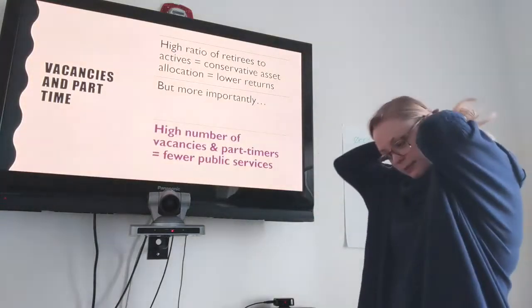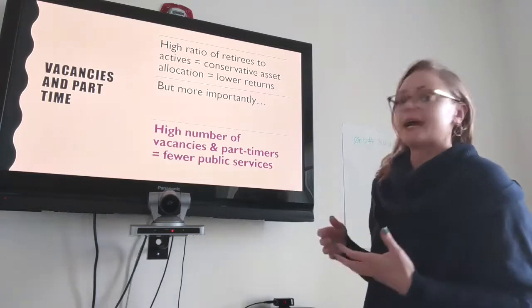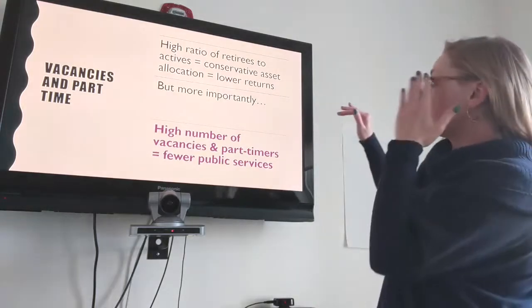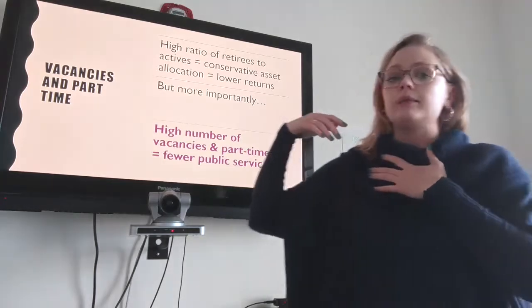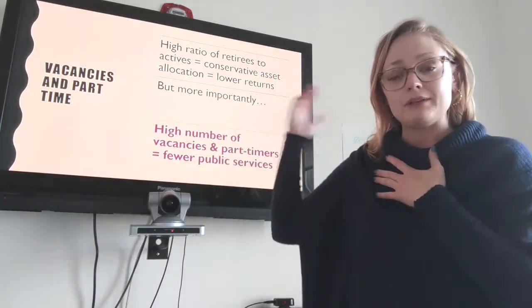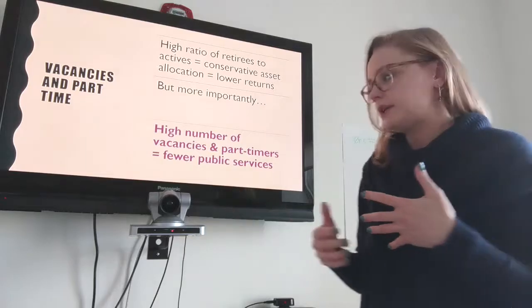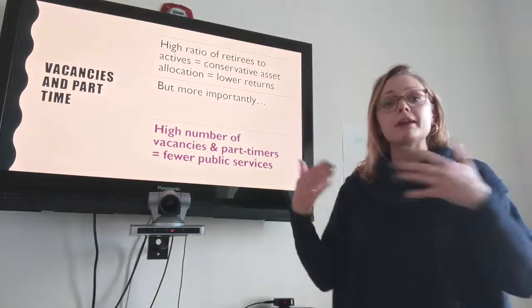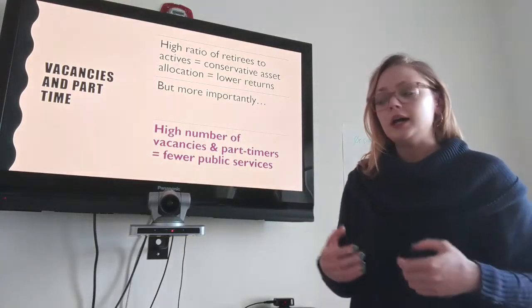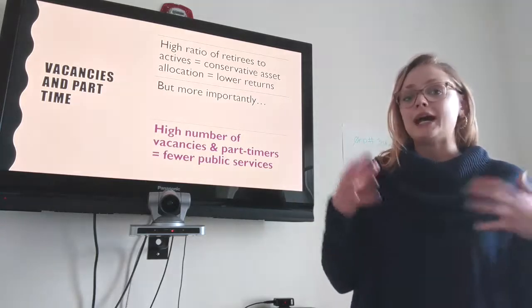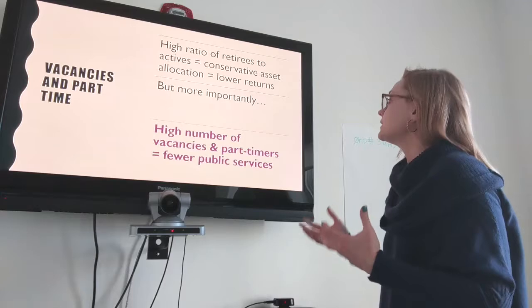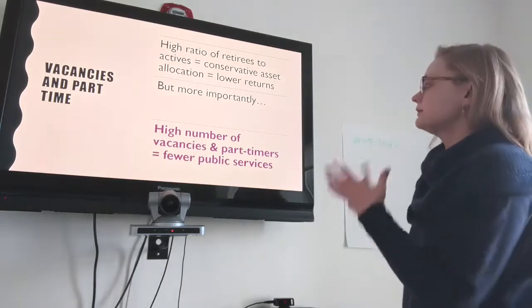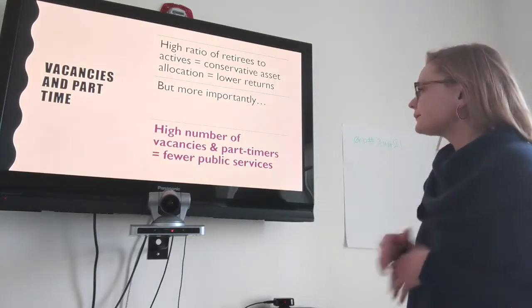So we talked about this a little bit in the first presentation, but I just wanted to recap it. Having a high ratio of retirees to actives means that your assets in your fund are going to be invested more conservatively, because more benefits have to be paid out soon. So they're not going to put them in high risk, potential high reward investment portfolios. So that means a lower rate of return overall.